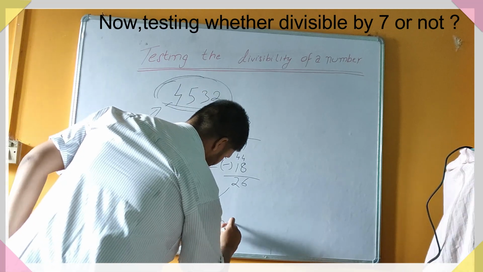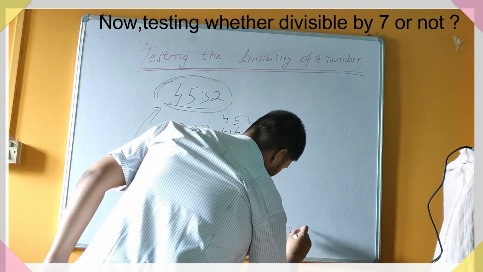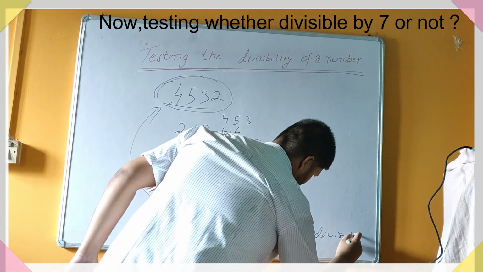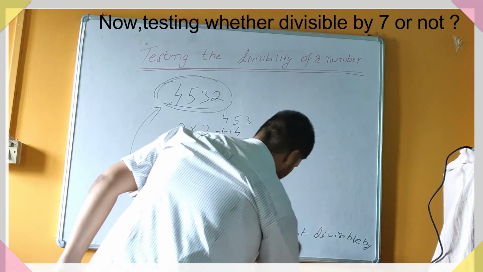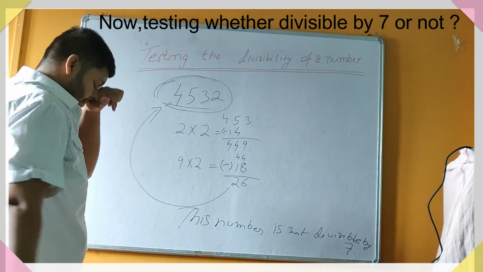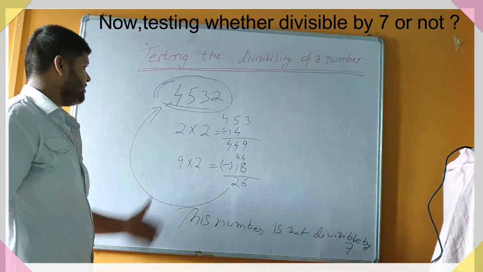Then we can say that this number is not divisible by 7, I am writing here. Okay, I think this step is not clear to you. Once again I will repeat it.